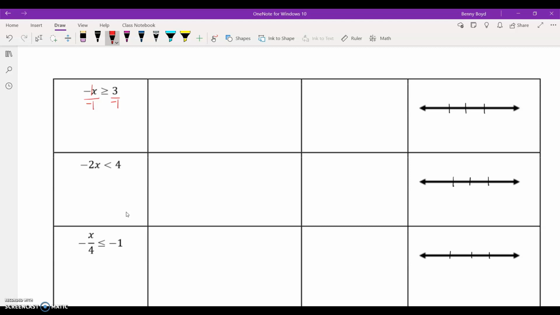Now let's take a look at this. If I leave that symbol as it is, let's see if that solution actually works. So let's pick a number greater than -3. Well, I know 0 is greater than -3. So let's put that in there. -0 is greater than 3. Well, that's not true. Let's pick another number. How about we pick 1?